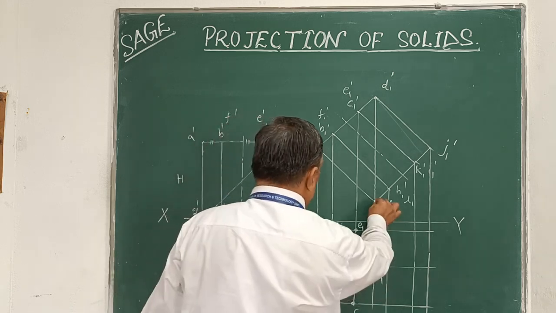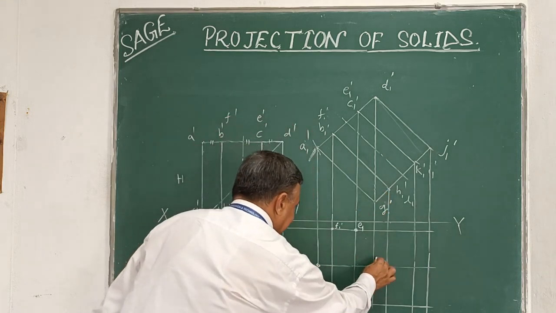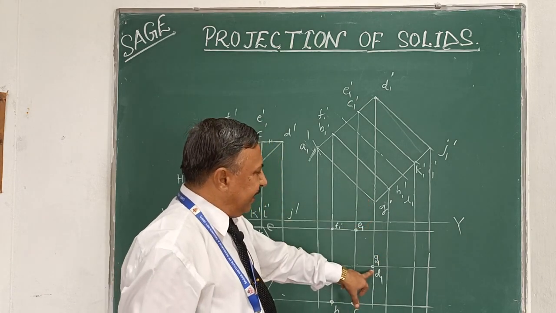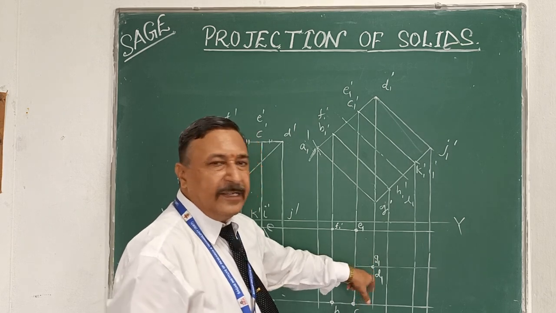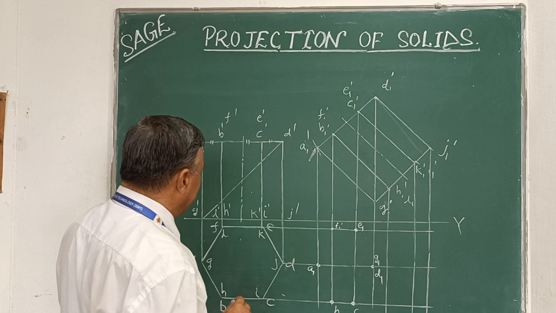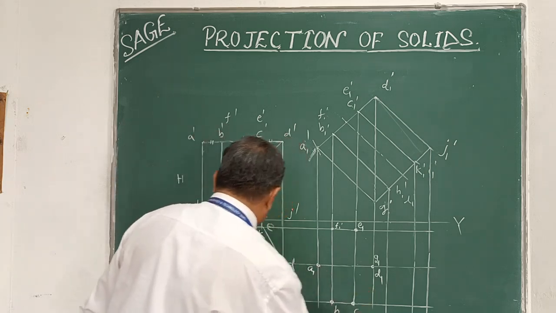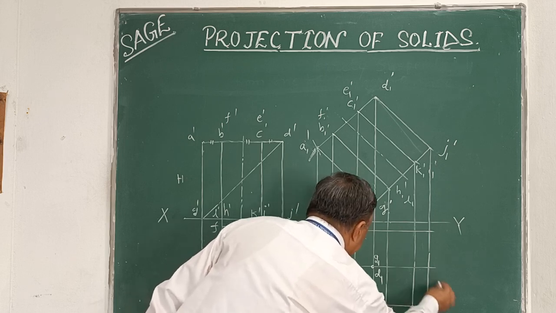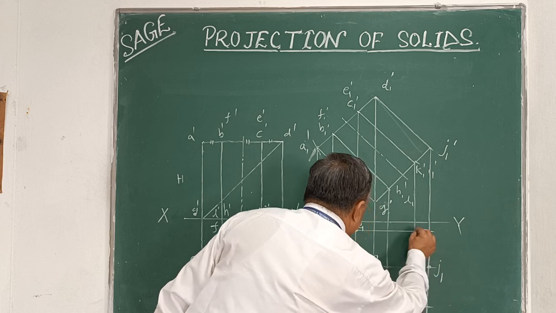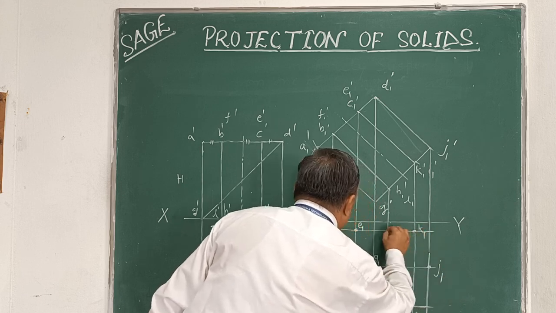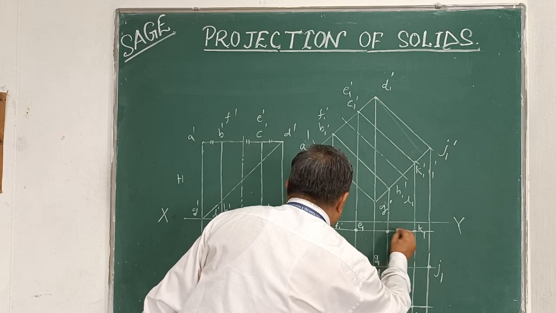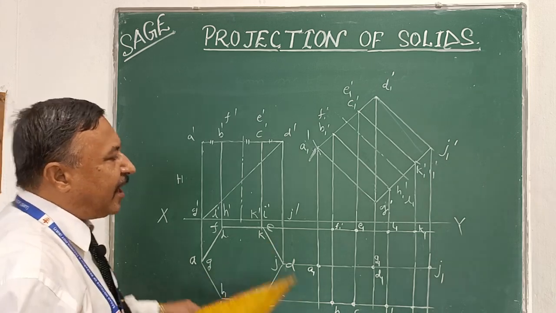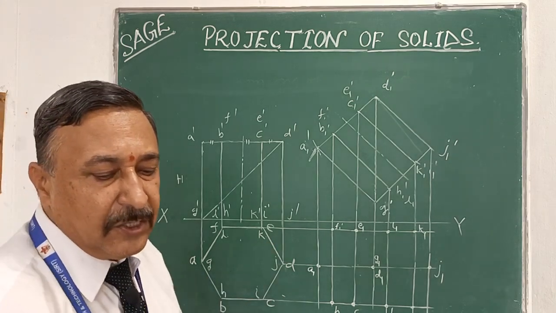Now next, this point is G1. Means what? D and G are on the same position, on the same projector. Now like this, this point is H1, this point is I1, this point is J1, this point is K1, and this point is L1. So these are the intersection points. Now we start to complete this drawing.